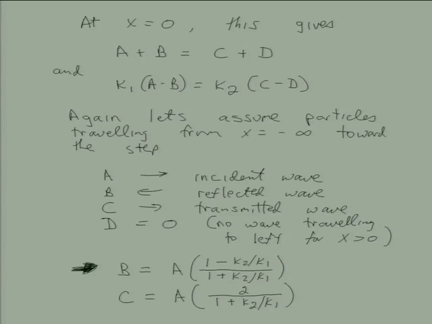So we've got these two conditions on A, B, C, and D. What I can find, and I'll leave it up to you to do the arithmetic, it's just simple, is that B over A is 1 minus k2 over k1 divided by 1 plus k2 over k1, where k are those wave numbers. And C over A is just the number 2 divided by 1 plus k2 over k1.